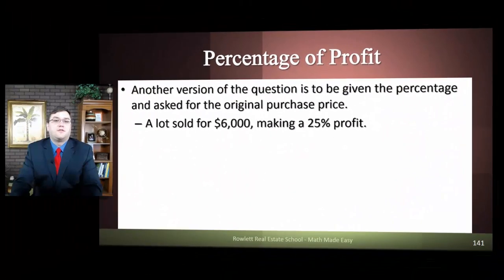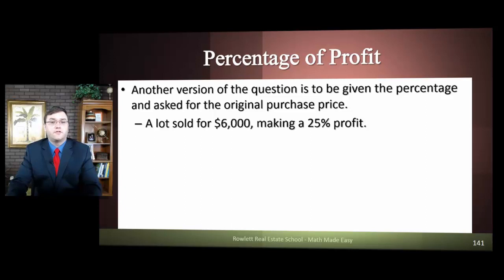Now, that was where we have to find the percentage. There's another version of the profit problems where we have to find the actual dollar amount that was spent on it, and they give us the percentage. This one, some people find to be easier, some people find it more difficult. Again, we'll go over all of them, and hopefully it will all make sense to you. So another version of the question is to be given the percentage and then asked for your original purchase price. I have an example here.